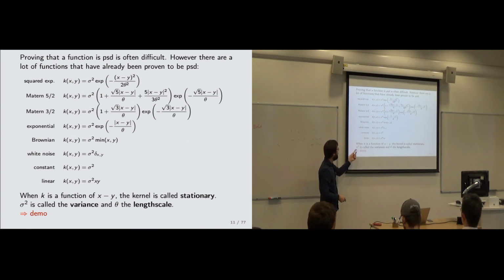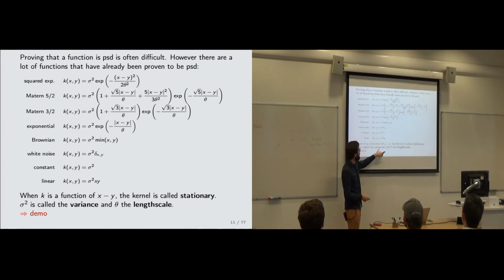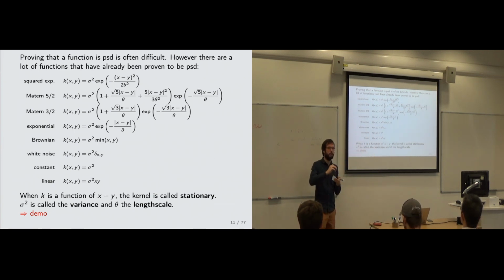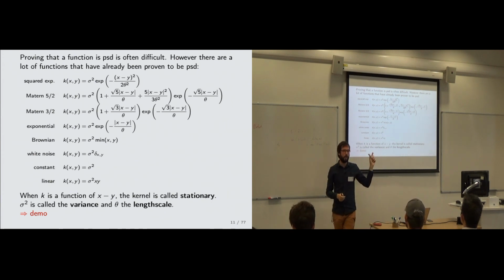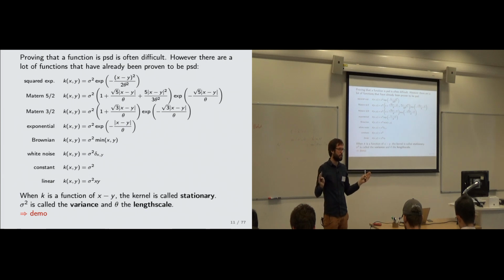Okay, and we have typically two parameters in this, one that is called the variance and one that is called the length scale. So the variance is typically a parameter that is in front that will tune the vertical amplitude of the kernel, and the length scale is something that will divide the input. So it's also a rescaling, but a rescaling of the input space.